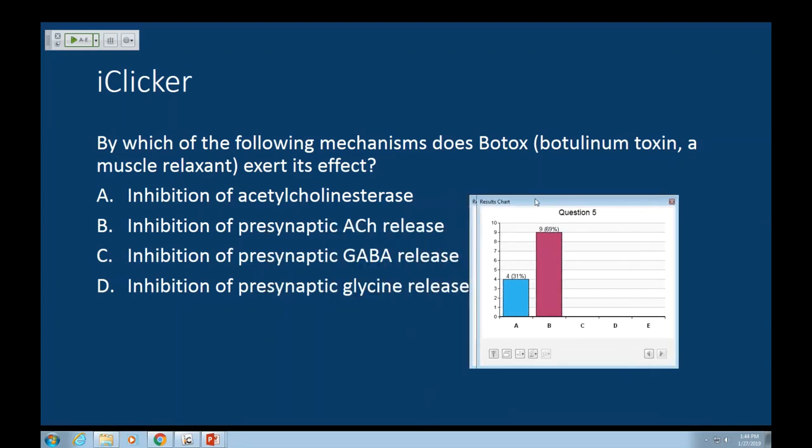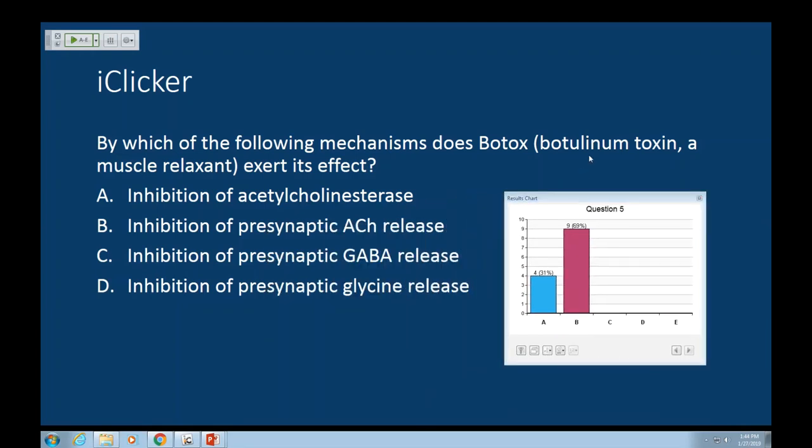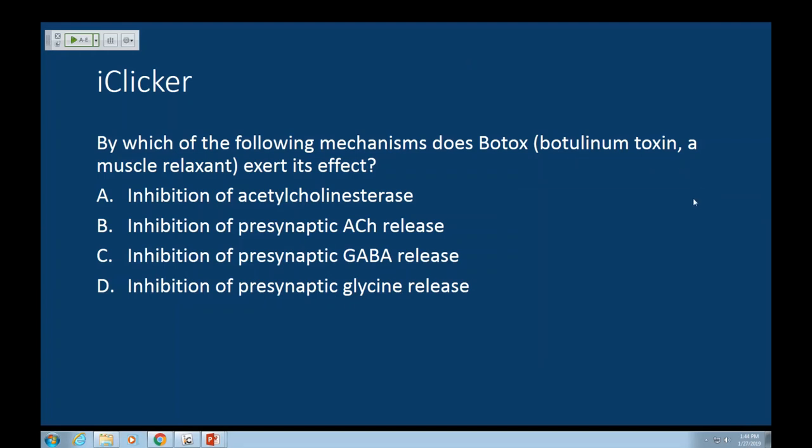All right, pretty good. So you picked up that I was trying to get you to think about acetylcholine. Again, like most of my questions, the Botox itself probably isn't going to come up on the MCAT, but the foundational knowledge that I've been teaching about the neurotransmitters will help you to answer this question. Okay, so the correct answer is B, inhibition of presynaptic acetylcholine release.